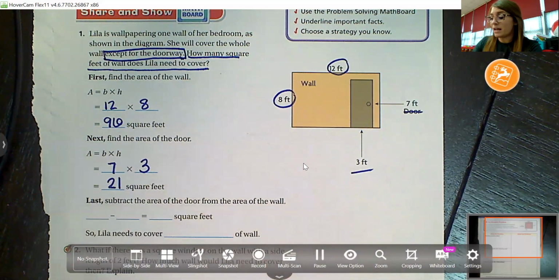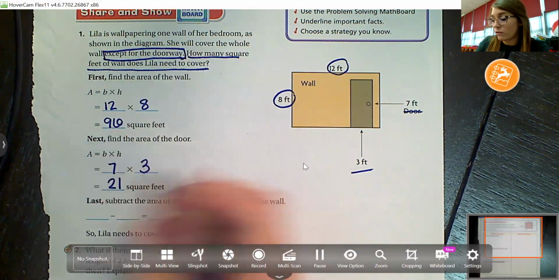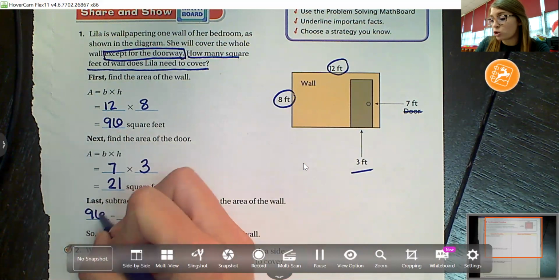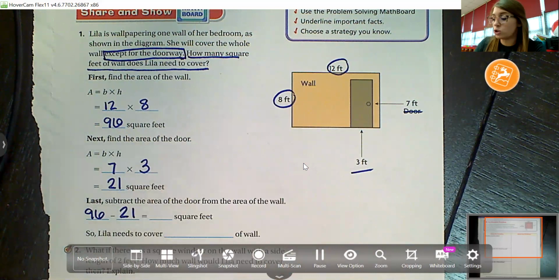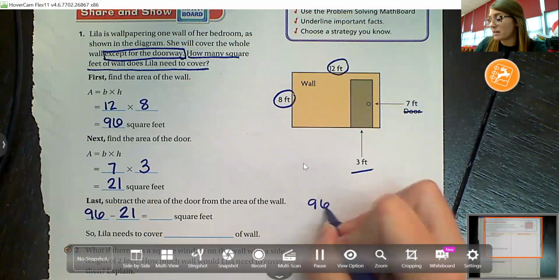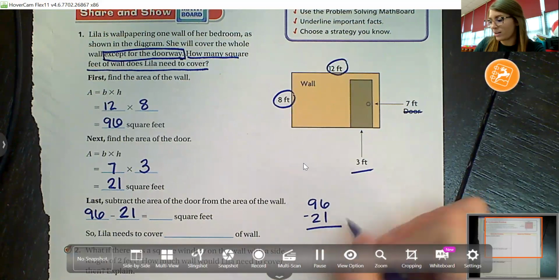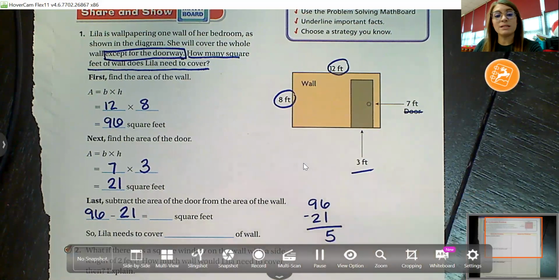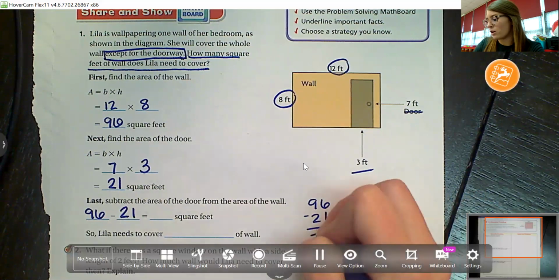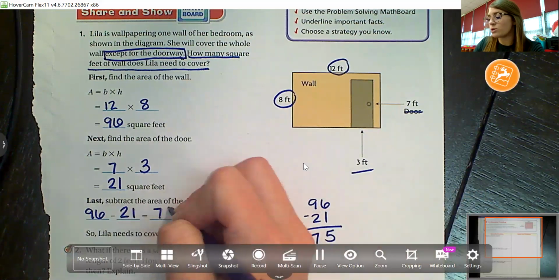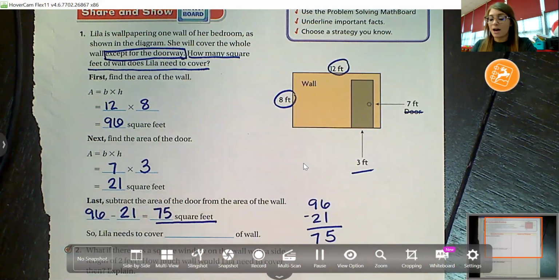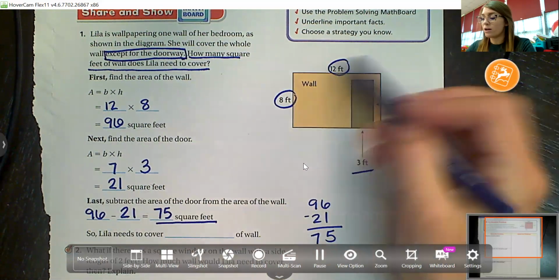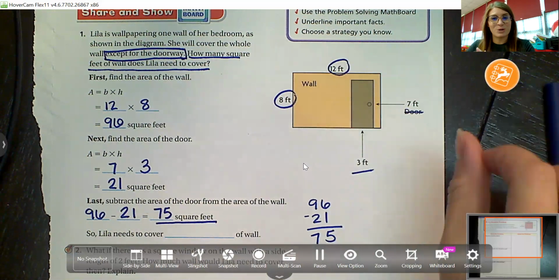So if I take the 96 square feet for the wall and I subtract the 21 square feet from the door, 96 minus 21, 6 minus 1 is, very good. And 9 minus 2 is 7. Perfect. So Lala is going to need 75 square feet of wallpaper to cover this wall minus the door.